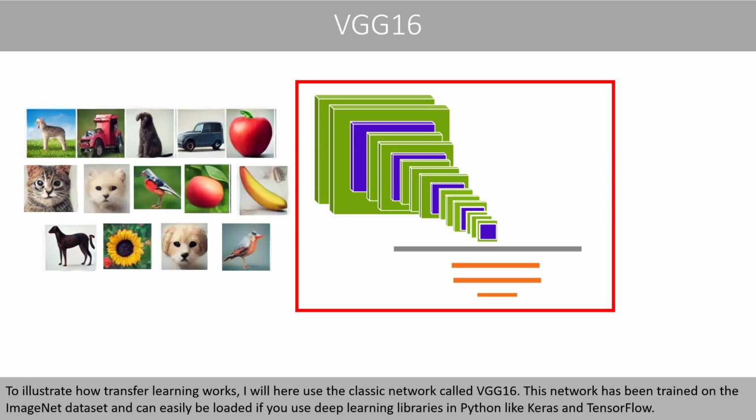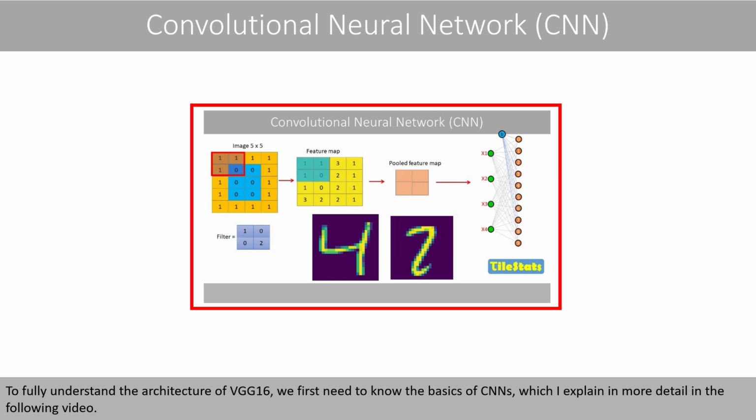To illustrate how transfer learning works, I will here use the classic network called VGG16. This network has been trained on the ImageNet dataset and can easily be loaded if you use deep learning libraries in Python like Keras and TensorFlow. To fully understand the architecture of VGG16, we first need to know the basics of convolutional neural networks, which I explain in more detail in the following video.